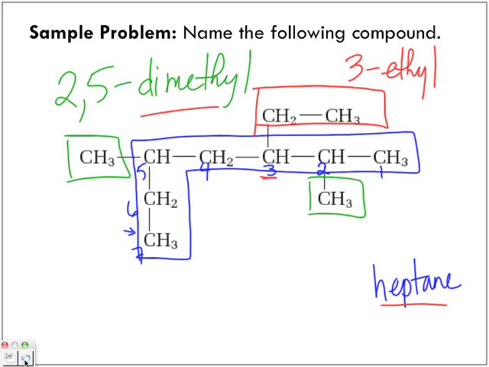Which one of these 2 are we going to put first? If you said the one that's in alphabetical order, you'd be correct. So we're going to put the 3-ethyl, then follow it by the 2,5-dimethylheptane. So it's going to look as follows: 3-ethyl-2,5-dimethylheptane.